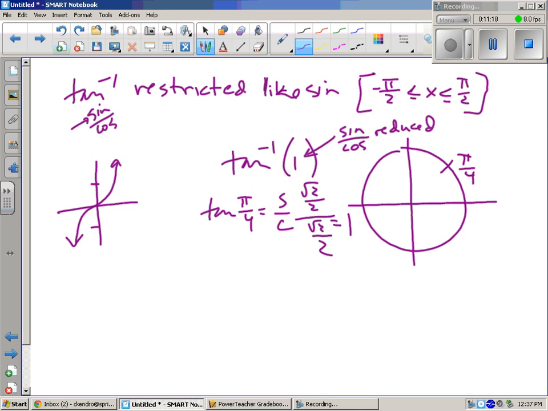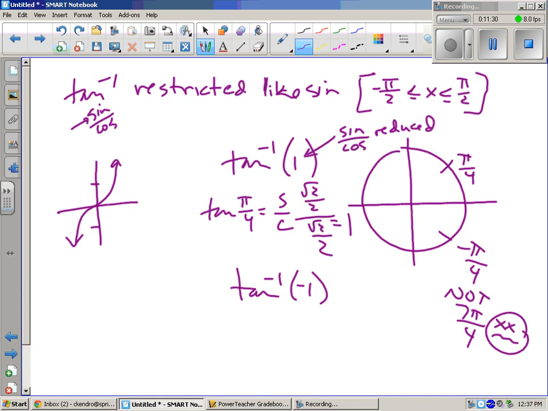Okay, and if it was negative 1, if I have the inverse tangent of negative 1, then I'm going to be at negative pi over 4, not 7 pi over 4, because that's the dead zone. Okay, you'd have to go through it to get to the dead zone.